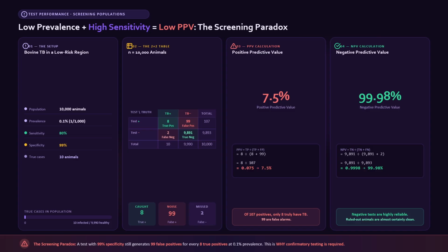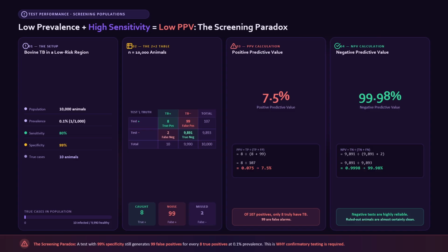Now, watch what that does to positive predictive value. We have 107 animals testing positive, but only 8 of them truly have TB. The other 99 are false alarms. PPV is 8 divided by 107, which comes out to just 7.5%. Let that land. A positive result on this test is wrong more than 9 times out of 10, even though the test itself is genuinely good.